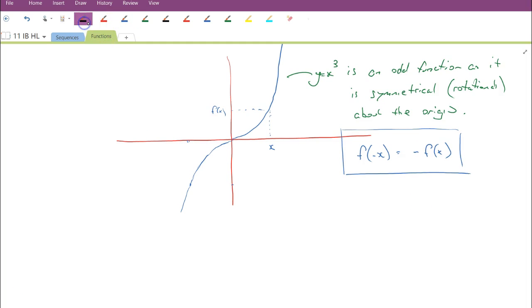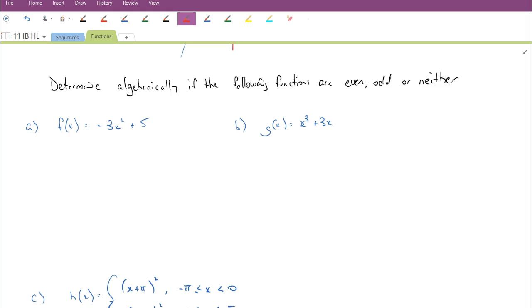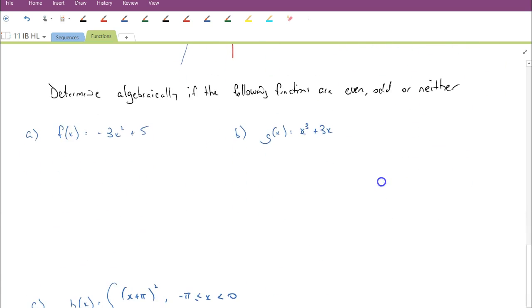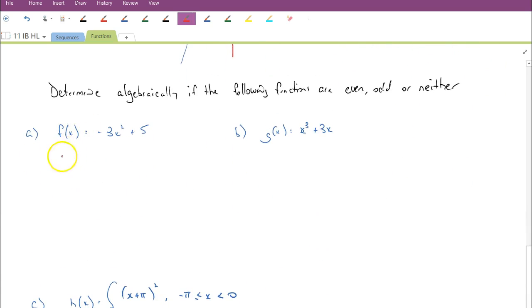Okay, so in these examples, I'll just write this out, so I'll pause for a sec. The question here is to determine algebraically if the following functions are even, odd, or neither. Algebraically, we are simply going to find the function value at minus x. We've got the function value at x defined here. What I need to do is find out what the function value of minus x is. So I simply put minus x in here.